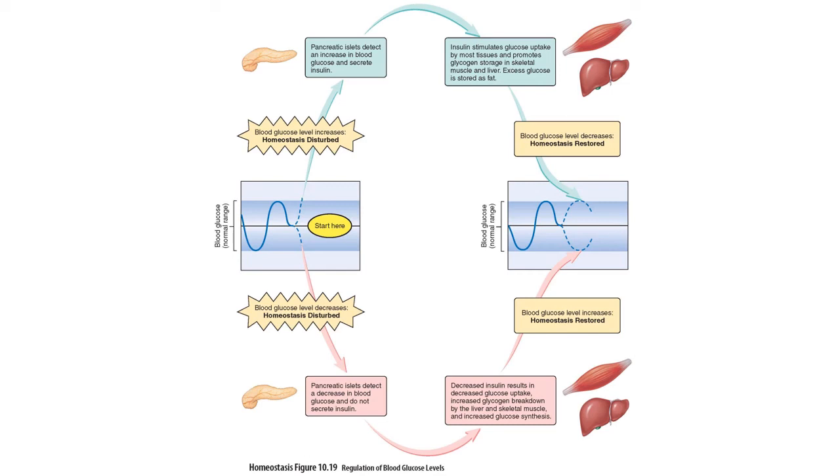Let's go back to the beginning. So now you have low glucose, so you haven't eaten in a while. Now your blood sugar levels are low. Now you're going to secrete something called glucagon. Glucagon is going to tell your liver and your muscles to release the extra stored glucose, and now your glucose levels are maintained in your blood.